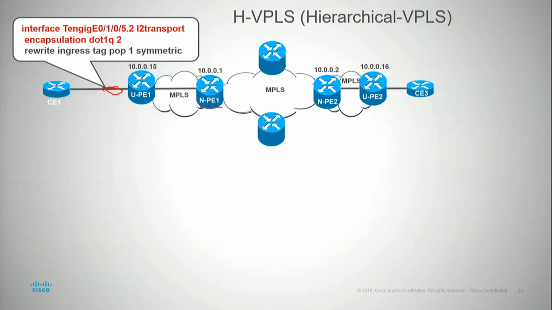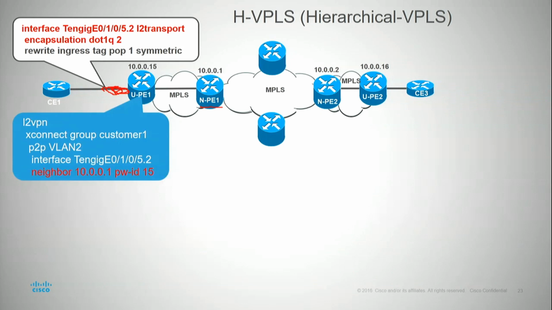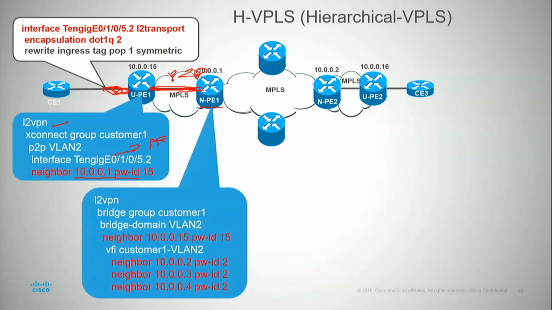Here we have configured the attachment circuit, and the interface between the user PE and NPE will act as a cross connect, meaning it will act as a point to point connection. On the user PE we have L2VPN xconnect group customer 1, we have called that the attachment circuit, and here is the neighbor ID, which is the network facing PE. So it becomes point to point between the user PE and network PE. On the network PE, this will become part of the bridge domain.